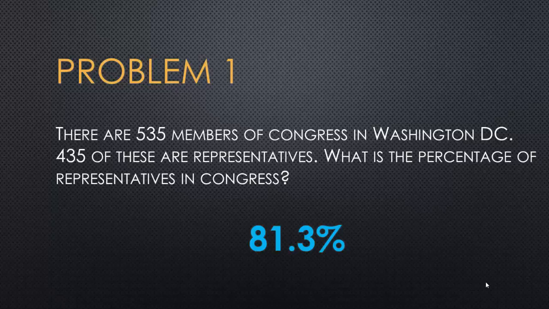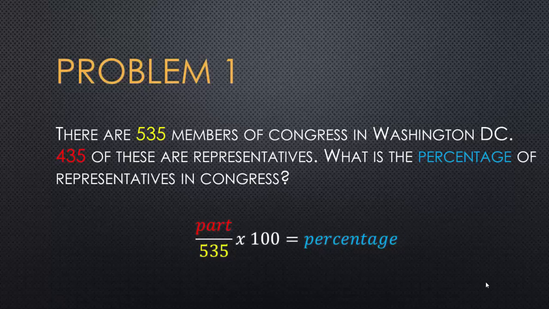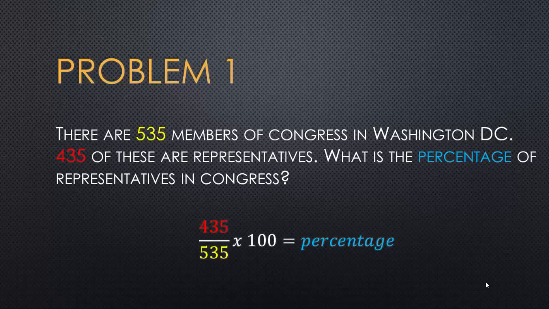81.3% of the congressmen are representatives. How do we get this? Well, we start with the problem, and then we take the equation. The part divided by the whole times 100 equals the percentage. The whole is the 535 members of Congress, senators and representatives. The part is 435, the number of representatives. The percentage, I don't know. That's what we're looking for. That's the unknown. So now you plug the values into the appropriate spots. 535 into the whole, 435 into the part, multiply that by 100, and you get 81.3%.